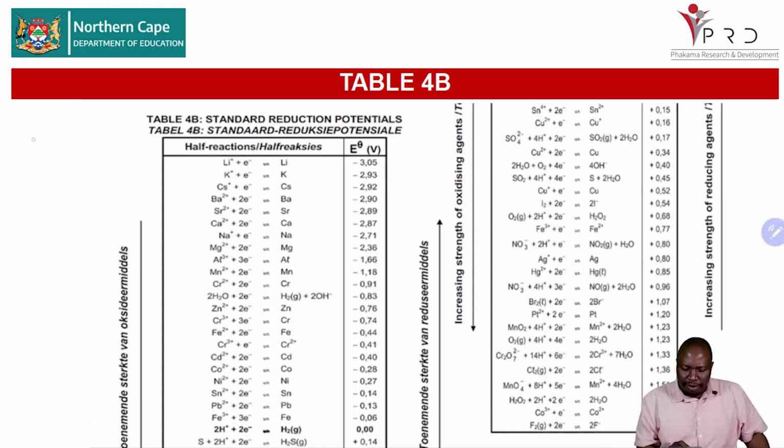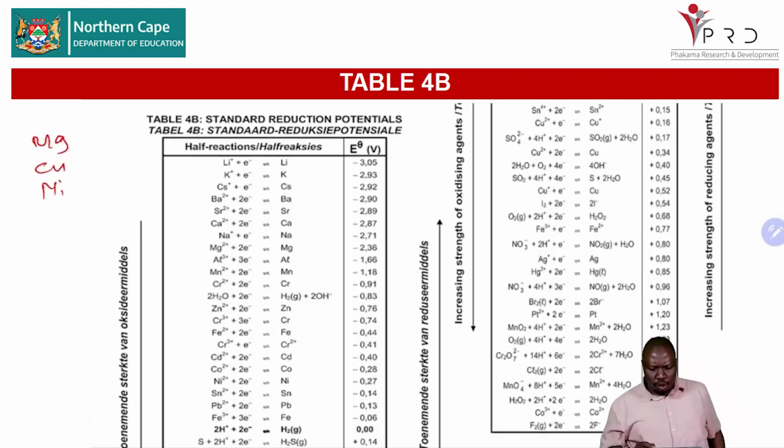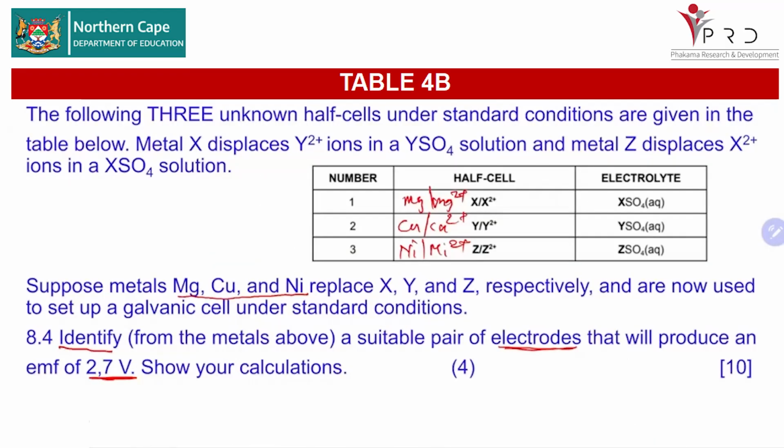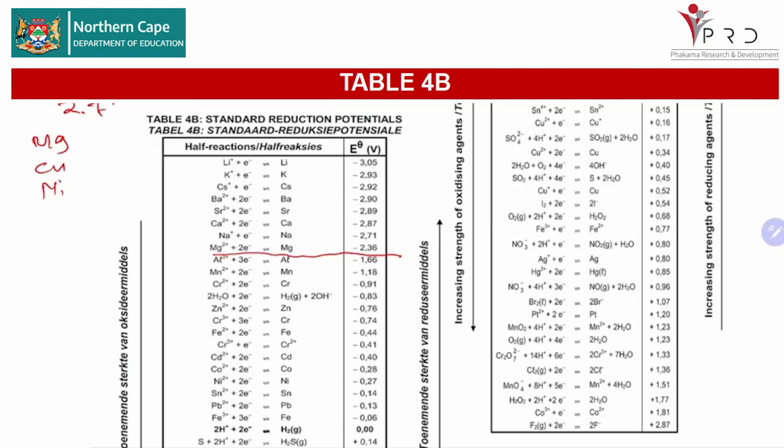And obviously, if you remember the order, we had magnesium, we had copper, we had nickel. If you look on the table, you can see magnesium is minus 2.36, and they are expecting you to get an answer of 2.7. Don't forget, we want the two that will form 2.7 volts. So you have 2.36, and then when you go to copper, Cu2+ plus 2 electrons is 0.34. If you add 2.36 plus 0.34, you can see, if your math is correct, it will give you 2.7.